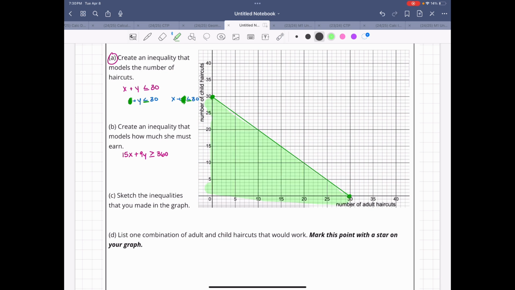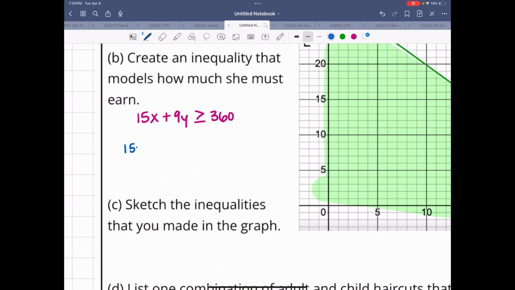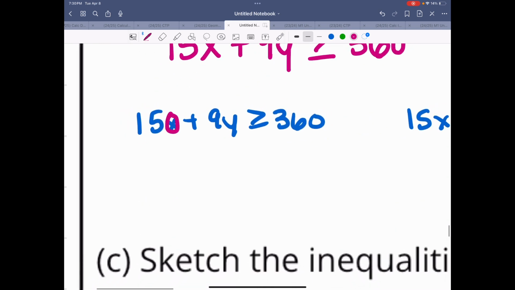Let's go ahead and graph our second inequality. I'm going to use the same method. You're going to start by copying this down twice. And just like I did before, I'm going to make one of these 0, meaning either X or Y. So if I make X 0 here, that's going to be 15 times 0. That means that term is gone. So what you're left with is 9Y is greater than or equal to 360.